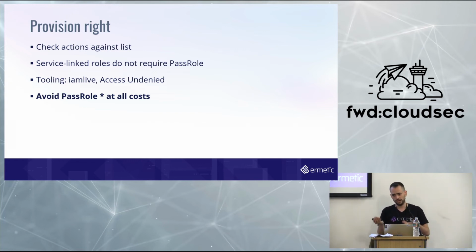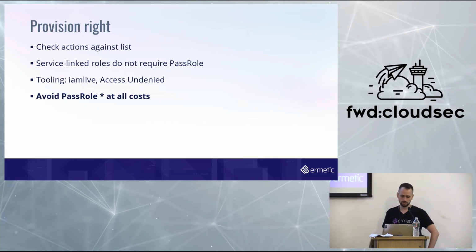So first, we have the list, check the actions against the list, find out whether they actually need PassRole or not. Remember that creating service-linked roles does not require PassRole. A lot of excessive PassRoles come from that. People are saying, I'm establishing an SLR, I am ostensibly passing a role. You're not. AWS is passing themselves a role. You don't have the ball in this particular game.